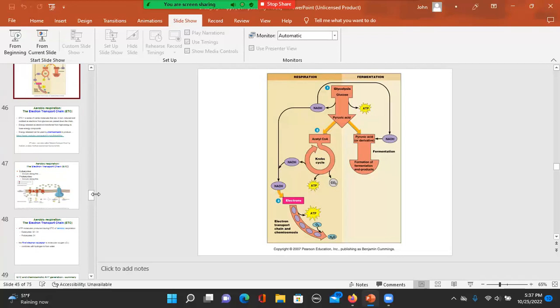This is once again showing you the overview of aerobic respiration. It doesn't say aerobic respiration, but we're talking about aerobic respiration here. And then fermentation. The next part after the Krebs cycle is the electron transport chain.